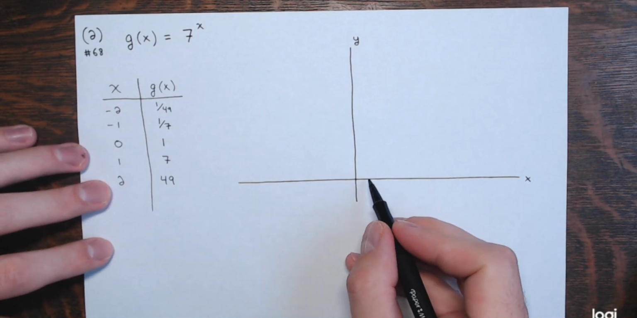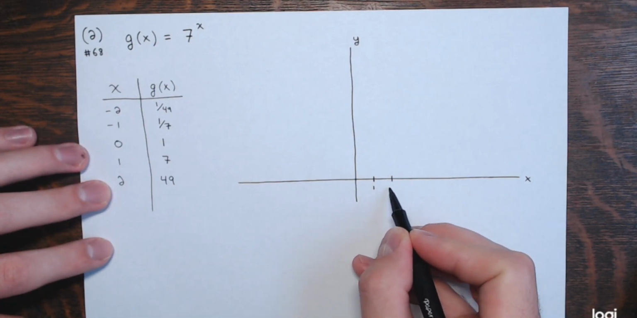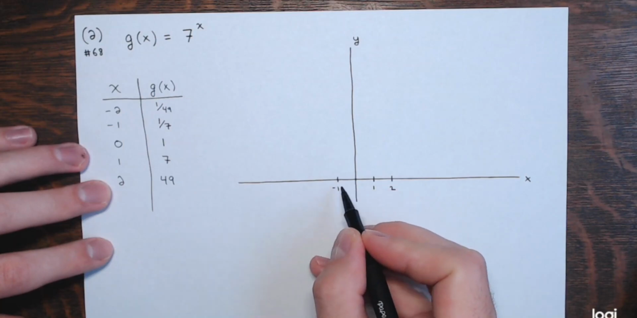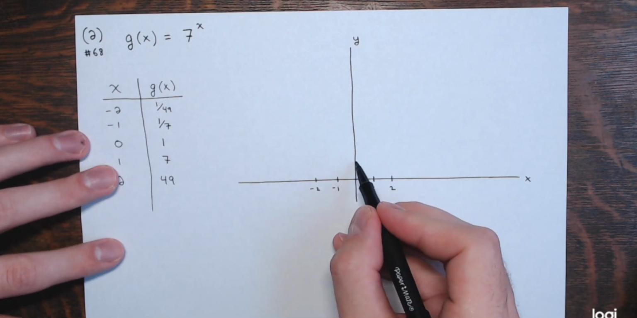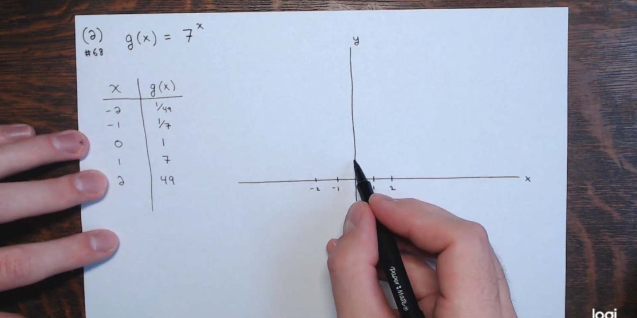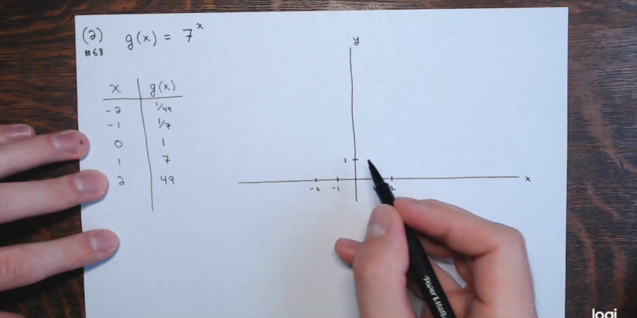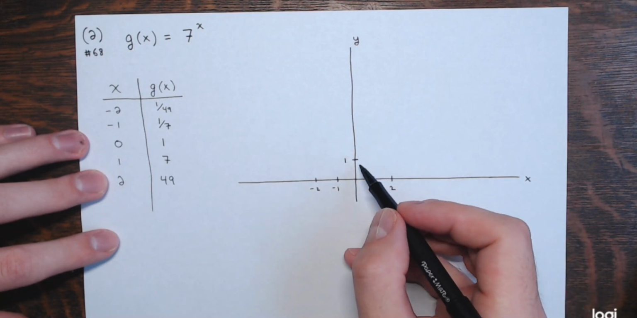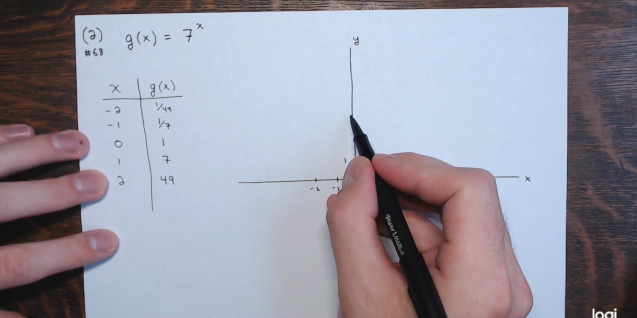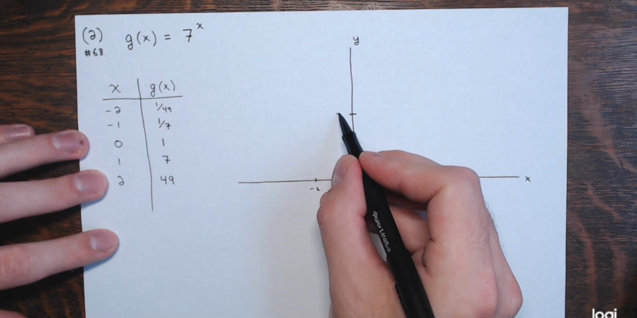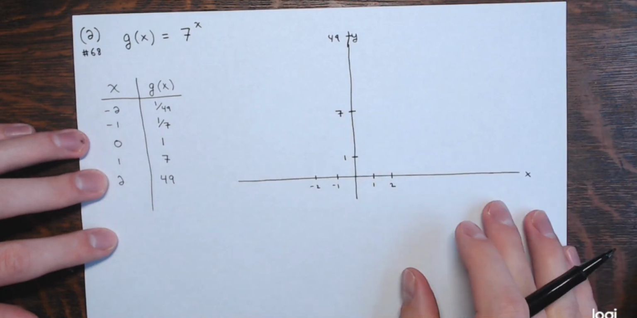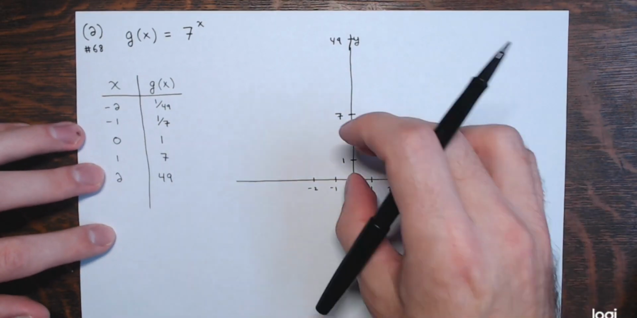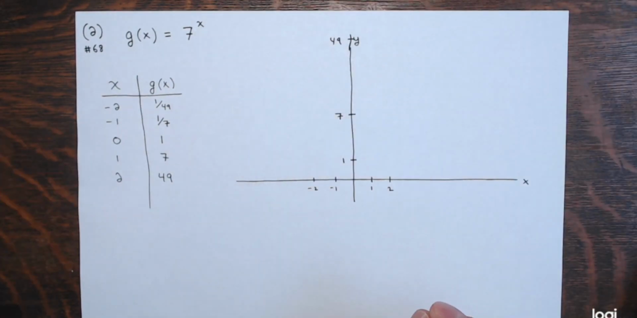And 0, and then 1, 2, and then -1, -2 on the x-axis. All right, now here's 1. I'm going to do this. I know it's not perfect, but let's say this is 7, and then 49 is up here, right? I don't have graph paper, and these aren't perfectly spaced. This is going to be actually terrible.